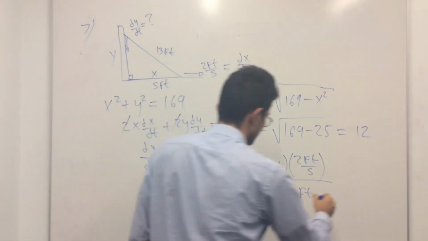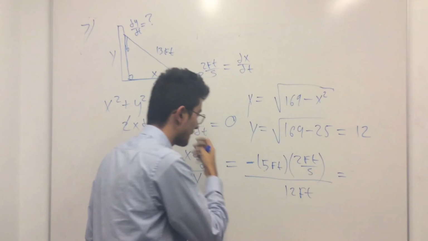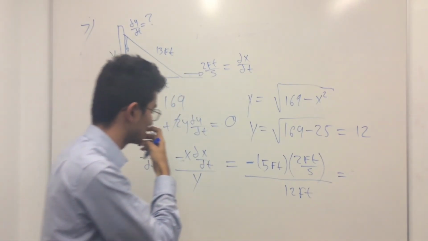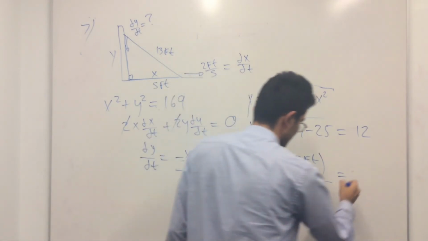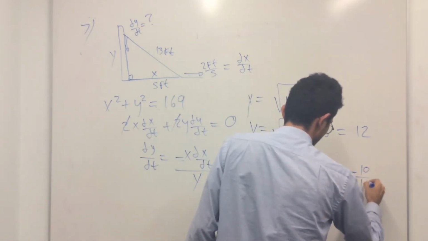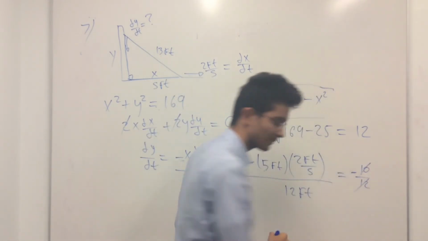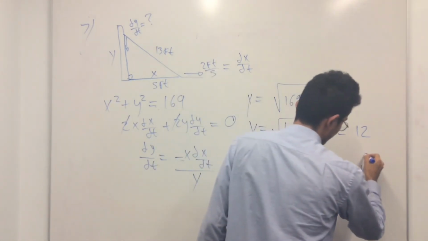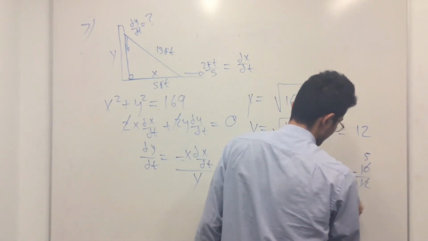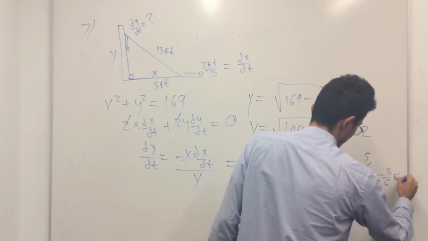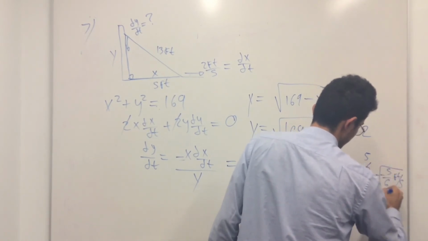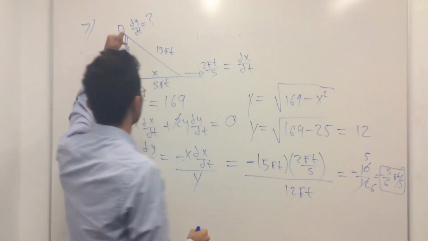Now, the answer to this is going to be the following. So 5 times 2 is 10, right? So that's negative 10 over 12. And we can simplify this a little bit. We have 5 and 6. So that's going to be negative 5 over 6 feet per second. And as expected, the answer is negative, which means that it's moving in the downward direction.